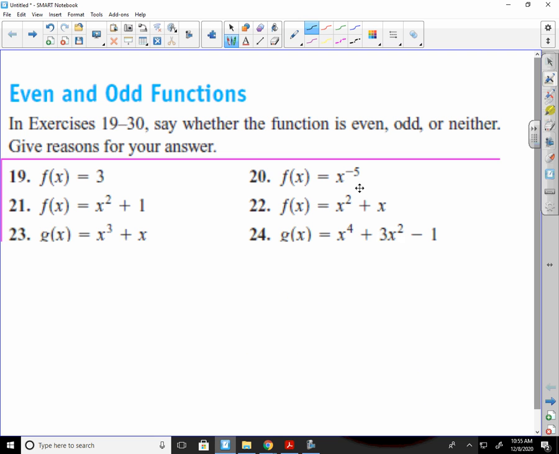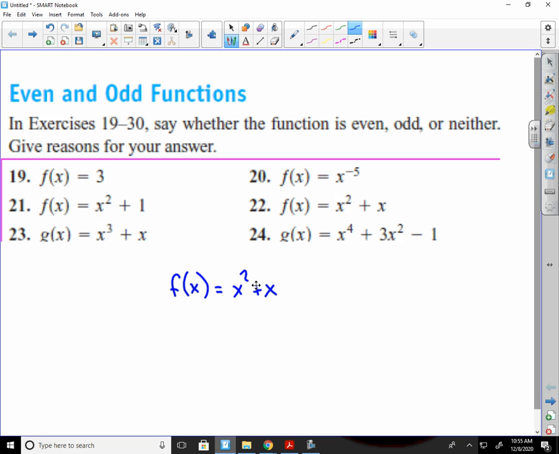What about number 22? Did we do number 22? Yeah, whatever. I don't think so.